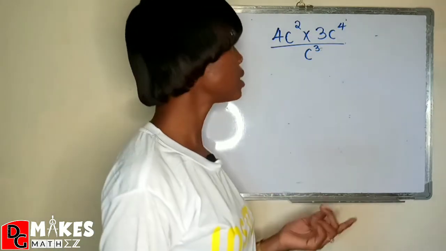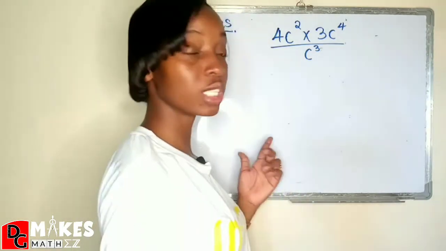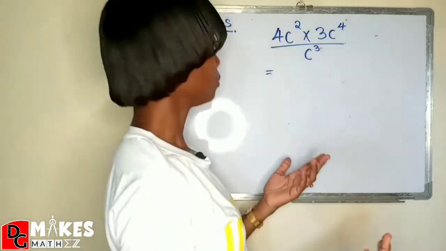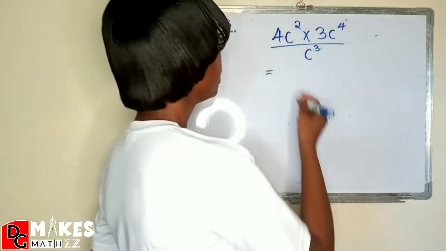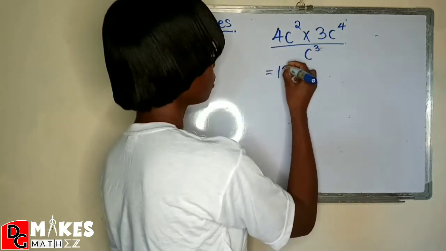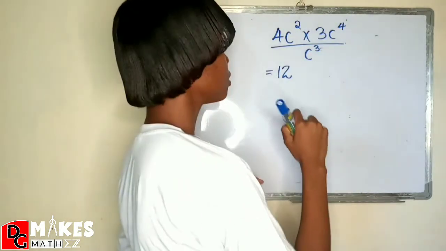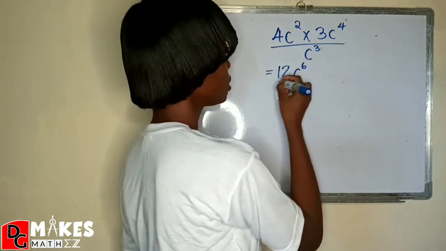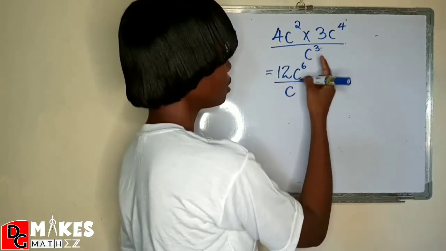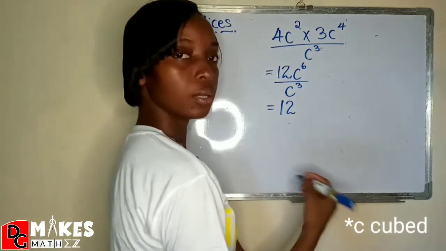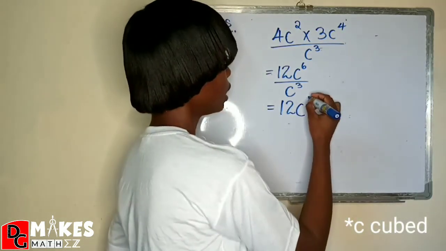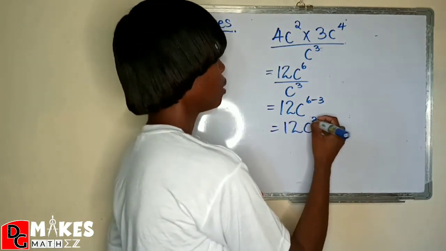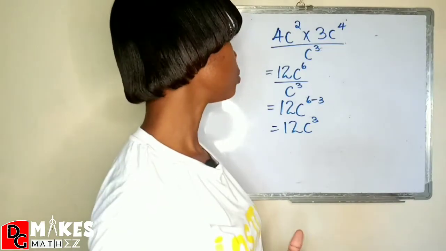So for our first CSEC question, we notice there's a mixture of multiplication and division. All right, and we also have whole numbers and variables. All right, here we go. 4 times 3 gives us 12. c squared times c to the 4th power, we can go ahead and add the powers. So that's 12c to the 6th power over 3. We can go ahead and subtract the powers. And if you want to show a little working there, you can. Our final answer is 12c cubed.